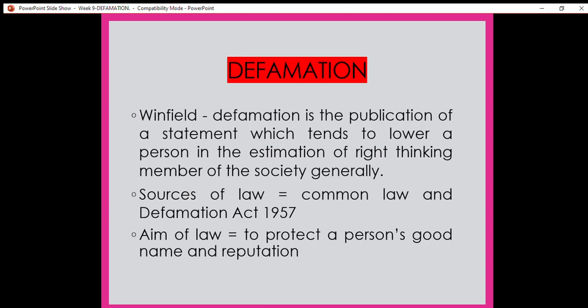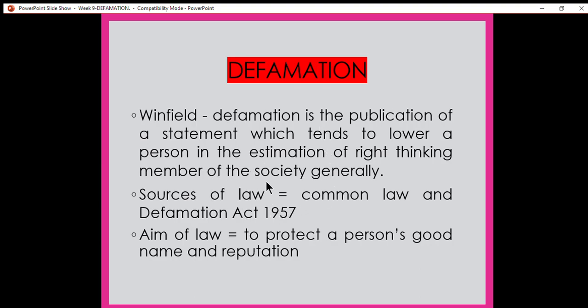So according to Winfield, defamation is the publication of a statement which tends to lower a person in the estimation of right-thinking members of society generally. This is where, when you publish a statement in a newspaper and this statement tends to lower a person's reputation, this is considered as defamation. The act of injuring a person's character or reputation is also known as defamation.